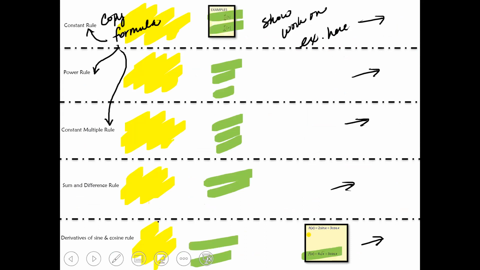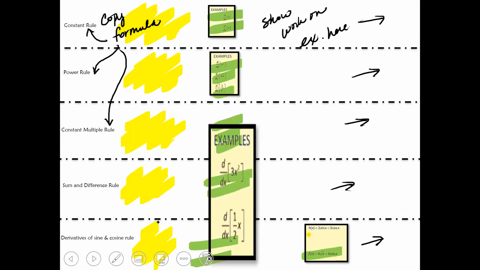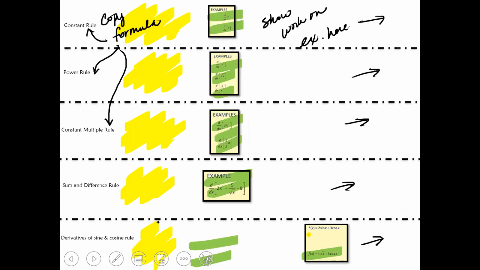So if you're in class, I have a folder that looks like this. I will be cutting along these lines right here for you. And then you will be answering the following questions. When it comes to constant rule, power rule, constant multiple, sum and difference rules, derivative of sine and cosine. And this is actually a new one because we haven't gone over anything with sine and cosine yet.